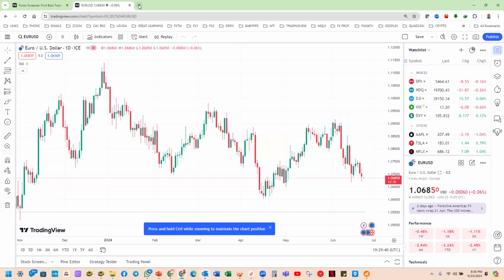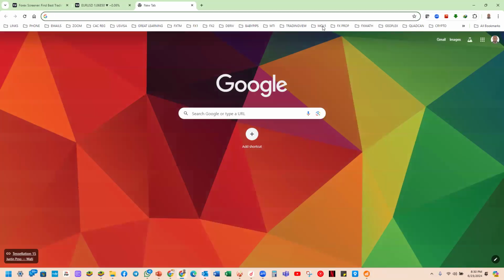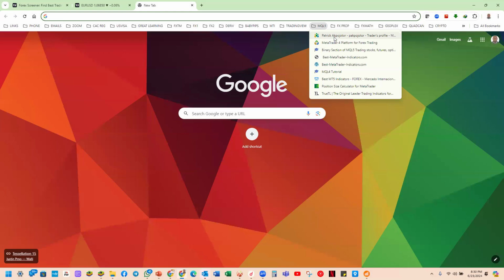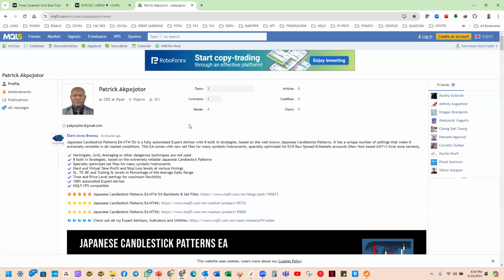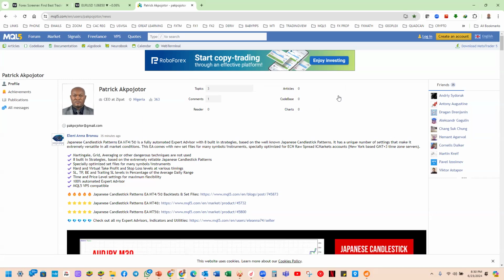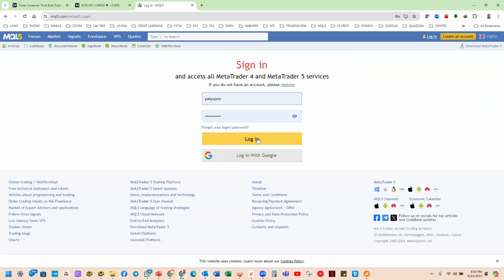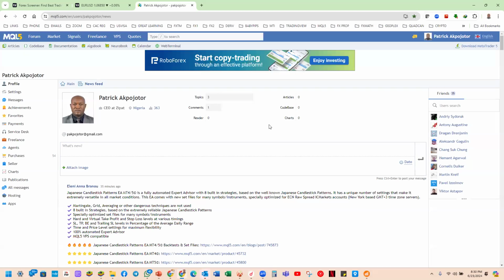Their website is MQL5. Okay, so I'll just open my own access in their website. So this is my access in their website. And when you have an access in the website, you can purchase things. Okay, most especially indicators and expert advisors. You can purchase them here, but you can see what the market is all about in terms of what they are doing in terms of indicators and expert advisors.